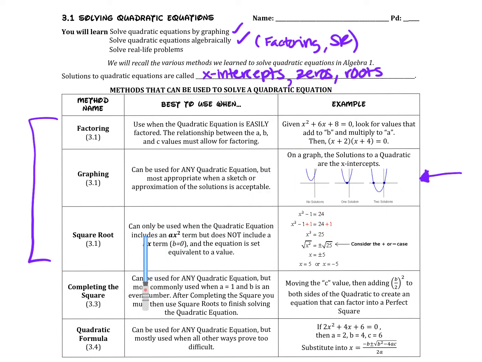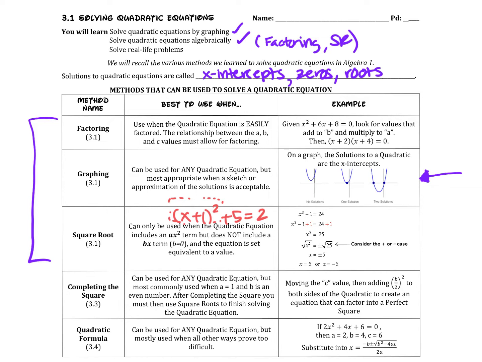And then we're going to talk about using the square root method, which is a method that can only be used when either the bx term is equal to 0, or basically when we have a squared term that can be isolated. So if I had (x + 1)^2 + 5 = 2, as long as I have something that's being squared and I can isolate that, I can get it on one side by itself, then the square root method is going to be the most efficient method to use.